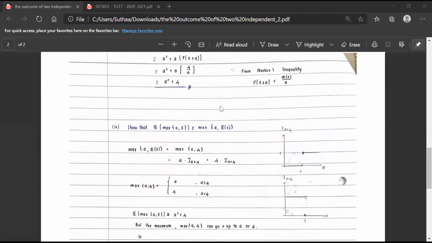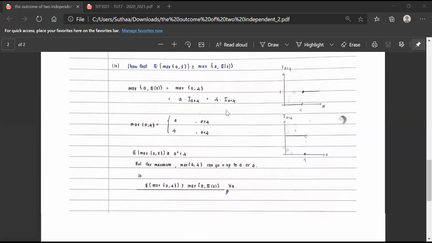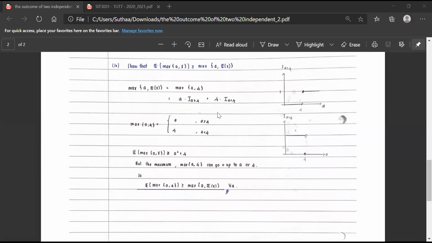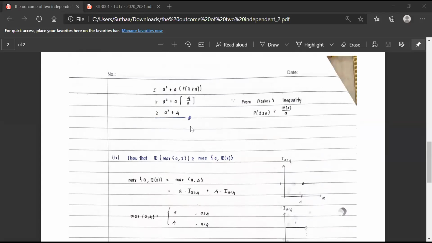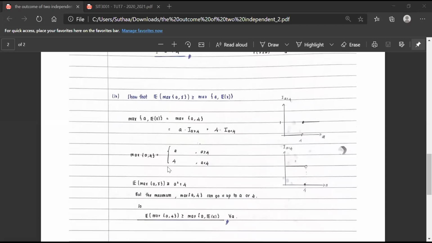So from question 3, we can see that the expectation of the maximum of a and x is always greater than this. But for the maximum of a and the expectation of x, it will be a if a is greater than 4, since our expectation of x from question B is 4, and it will be 4 if a is less than 4. So the maximum it can go is either a or 4, but the expectation of the maximum of a and x can go up to a squared plus 4. So from there we can conclude that the expectation of this is greater than or equal to this. It can go up to equal or even more. That's all.